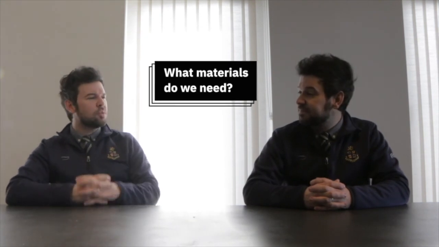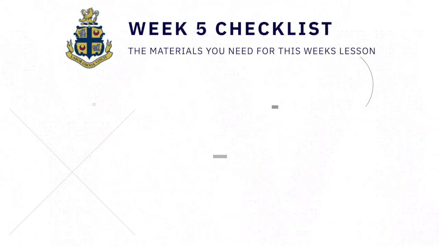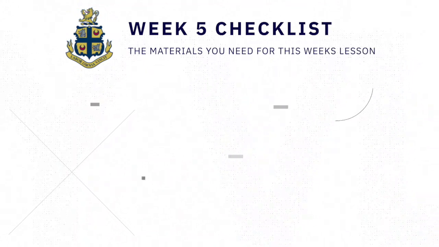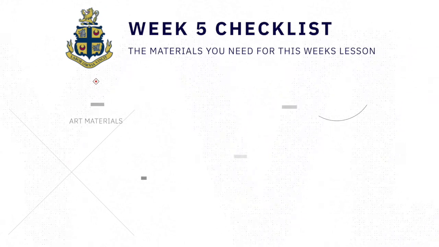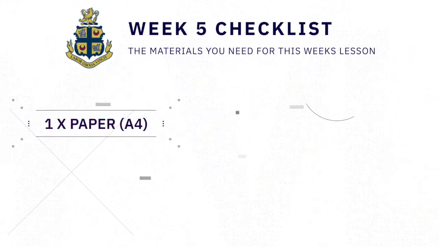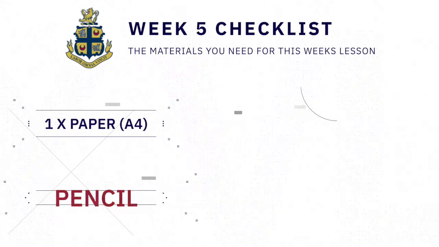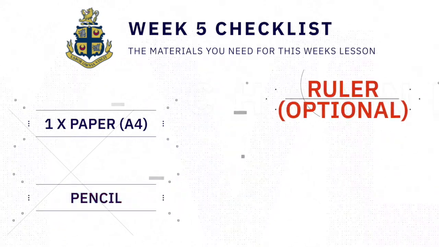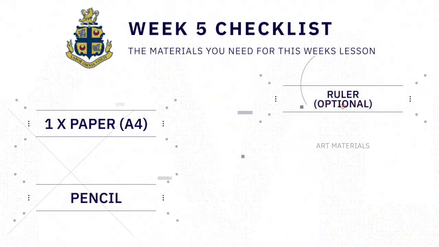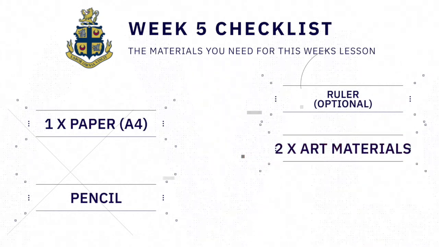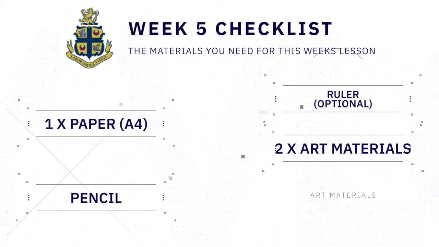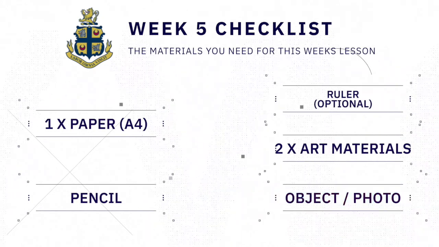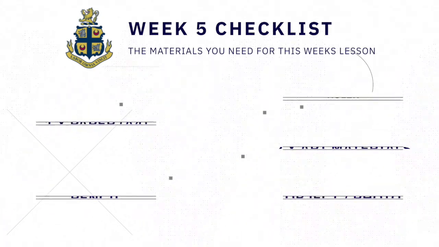What materials do we need? Here is a list of the materials and resources you require to complete this week's task. One sheet of paper, a pencil, a ruler, this is optional, two different art materials, for example, pen and pencil if you only have the basics, and an object or a photograph you wish to work from.